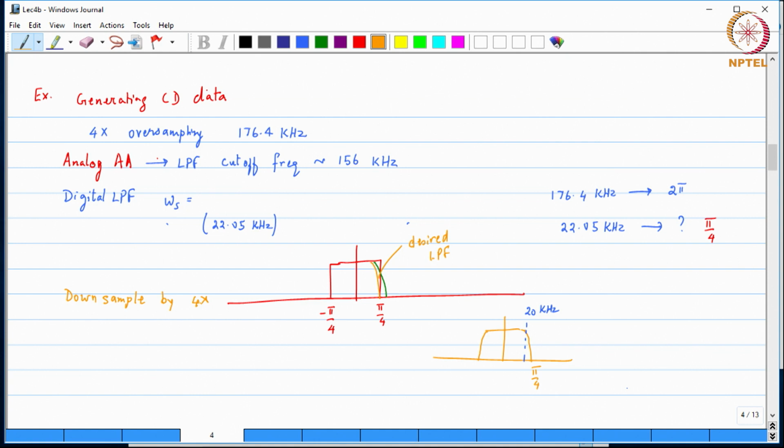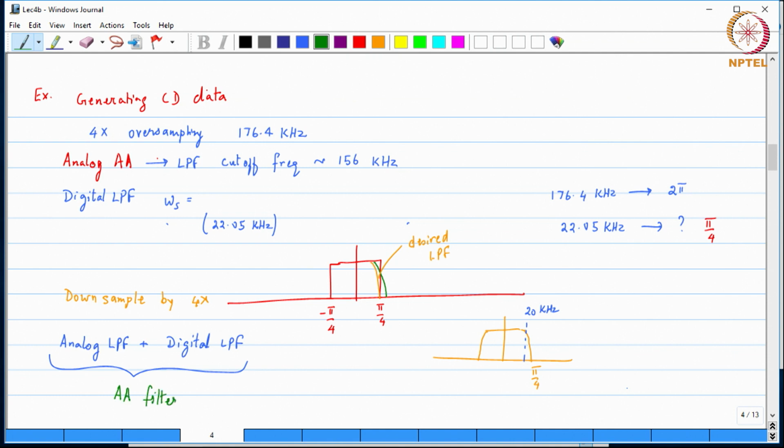Okay. So, the combination of the analog low pass filter plus the digital low pass filter, effectively this was my anti-aliasing filter. Okay, this is my anti-aliasing filter.